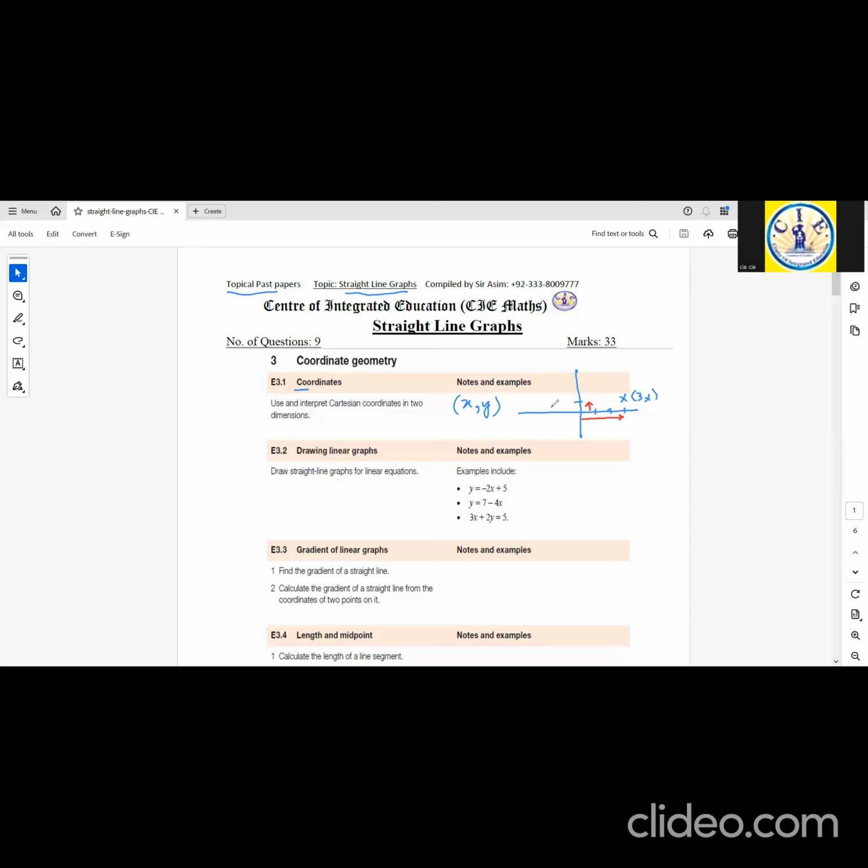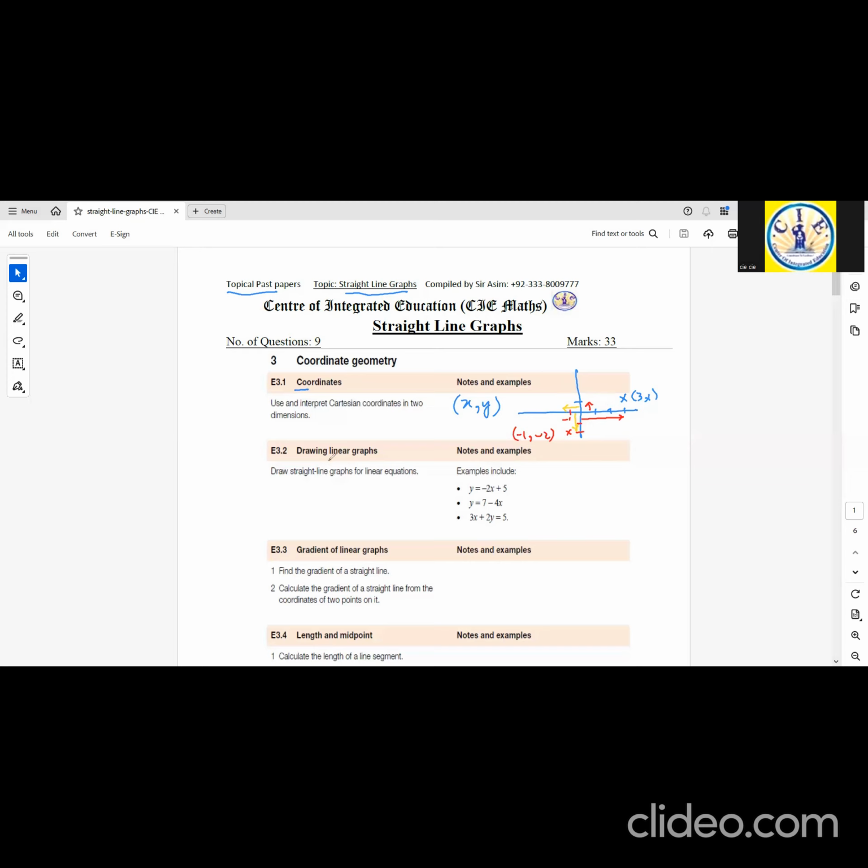What does that mean? Similarly, if I've got, for example, -1 and -2, that means from the origin I need to move 1 unit leftwards along the x-axis and 2 units downwards along the y-axis. So this is the interpretation of these Cartesian coordinates.